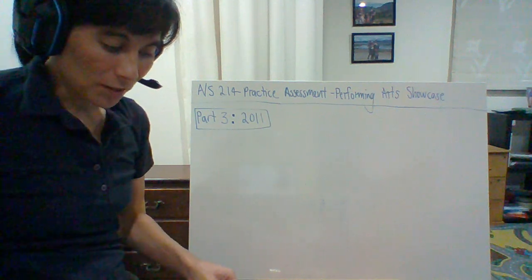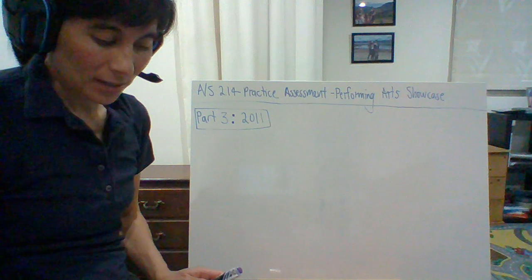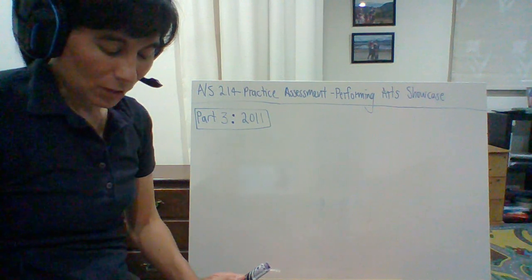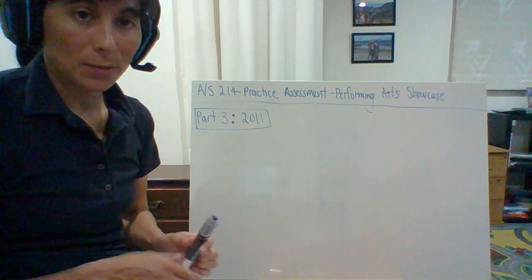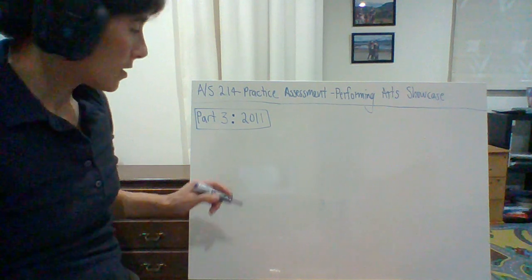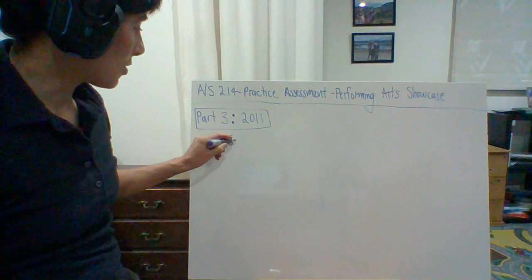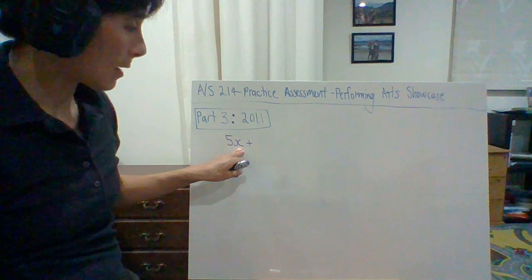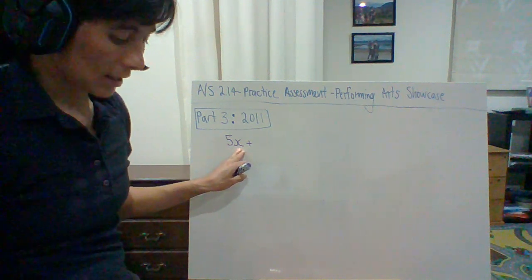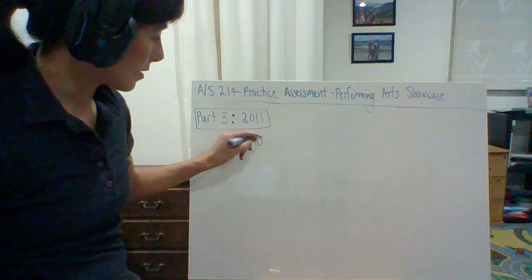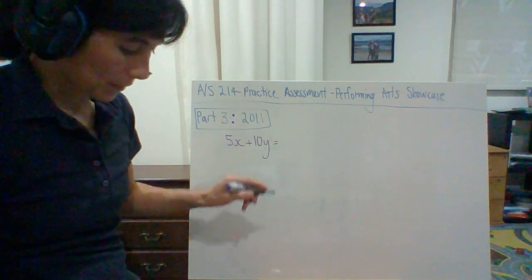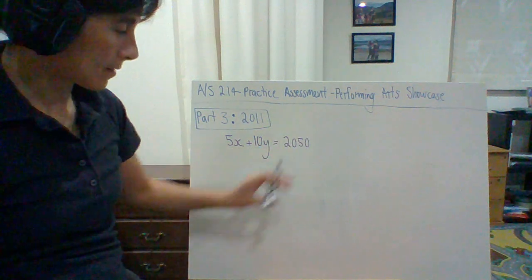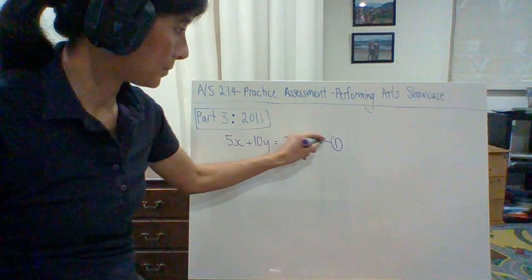What we're told is the cost of a child ticket was $5 and the cost of an adult ticket was $10. In the fourth bullet point, we're told that the money generated from the ticket sales was $2,050. The way we'd write that as an equation is 5x, so 5 times the number of children tickets sold, plus $10 times the number of adult tickets sold, equals $2,050. So this is our first equation.